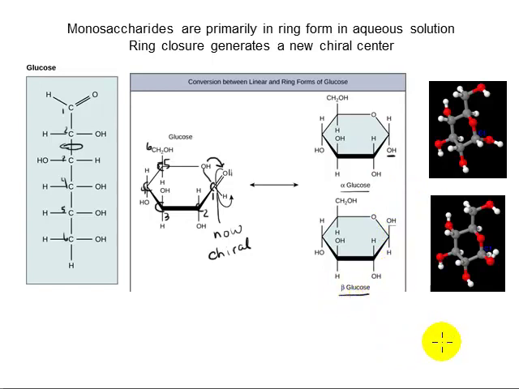Now in aqueous solution, both of these ring forms are present and will freely interconvert back and forth, with the ring opening back up to the linear chain and then rapidly closing back up to form a ring again, which could be in either the alpha or beta orientation. The alpha isomer is a bit more stable, so it tends to predominate with a ratio of about 60% alpha and 40% beta, and a very, very small amount present in the linear form.